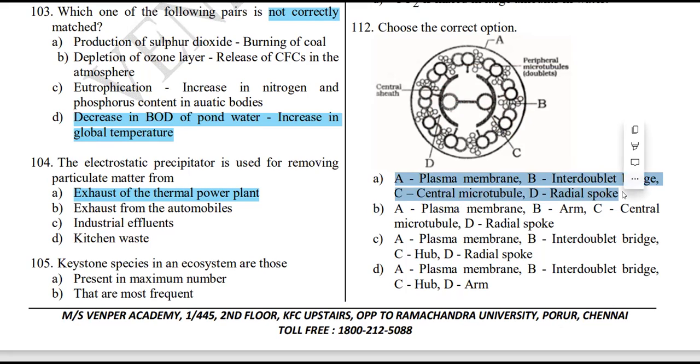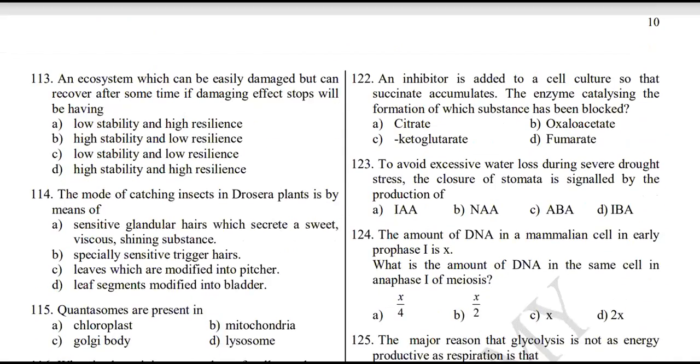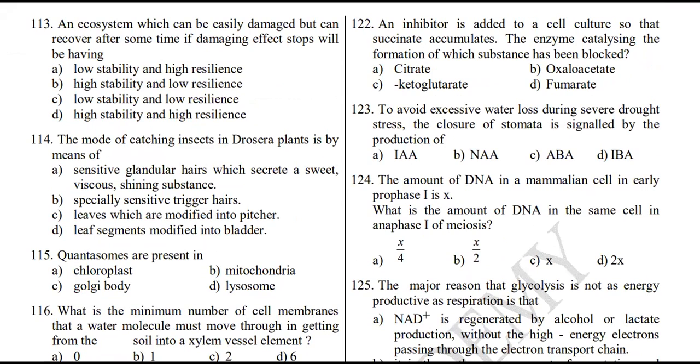Okay, yes. Next, we'll move on to the next question. An ecosystem that can easily get damaged but can recover after some time if the damaging effect stops will have what characteristics? Okay, first we understand this. Suppose we are talking about stability. When will the stability of an ecosystem be there? When the species diversity is high, when there are a lot of birds, a lot of animals, everything is present. If the species diversity is more, it mainly depends on the complexity of the food web. So the food complexity is also going to be more because many animals and birds are present, so the food complexity is also going to increase.